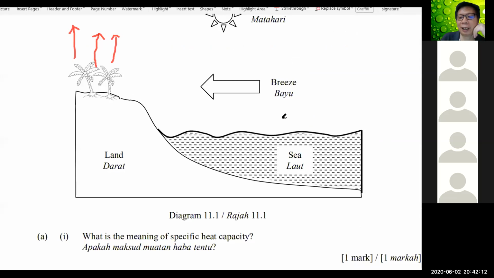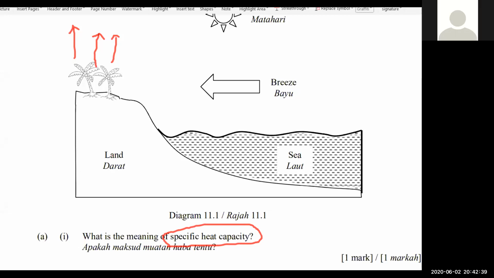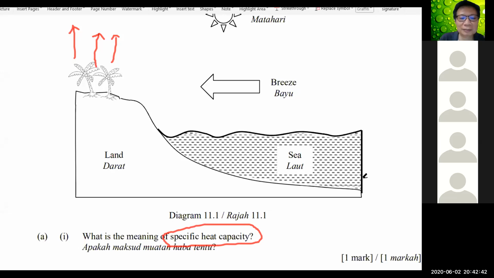Tan Yuen En, are you still there? Tan Yuen En? What is specific heat capacity? Kelvin Chi, are you there? Kelvin. No one answers me. Kian Ming, Ku Kian Ming. What is specific capacity, Ku Kian Ming? Nobody answers me. Okay, Yvonne Teo, what about you?